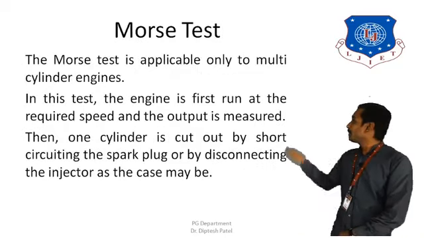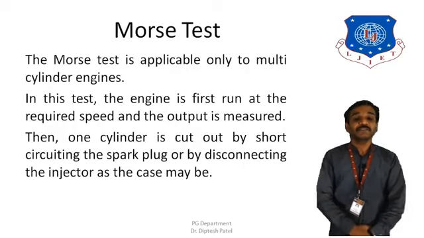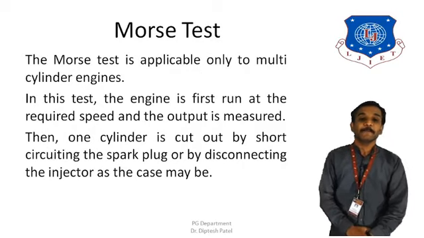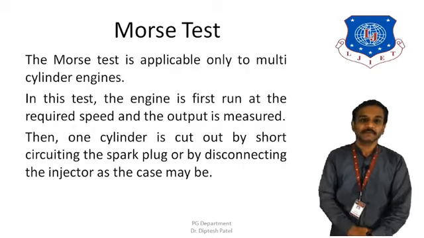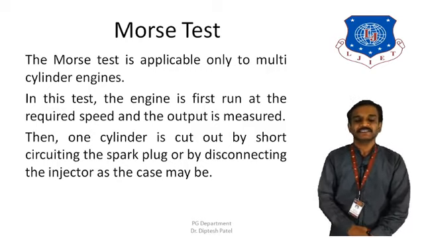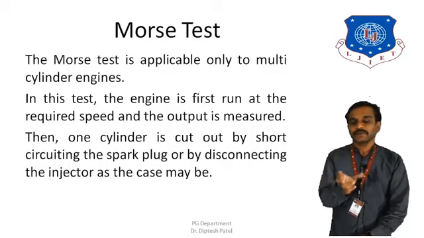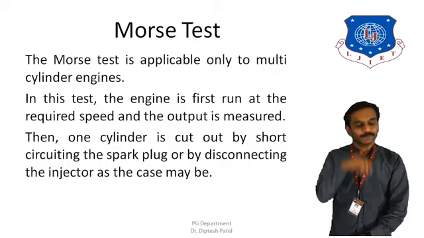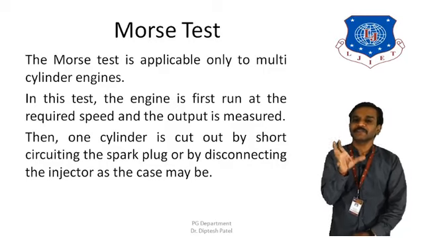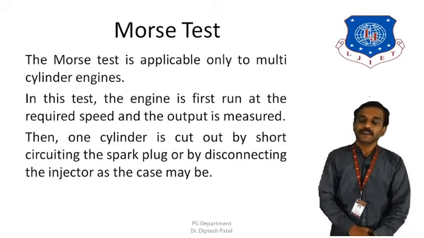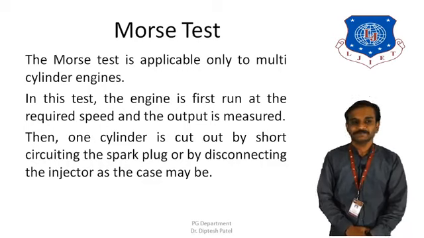The next test is the Morse test. The Morse test is one of the most accurate methods to measure the friction power as well as the indicated power. As I said, there is a relation between these three powers: indicated power, brake power, and friction power. We know that the difference between indicated power and brake power is known as the friction power. So if any two of these parameters are known, you can find the rest.